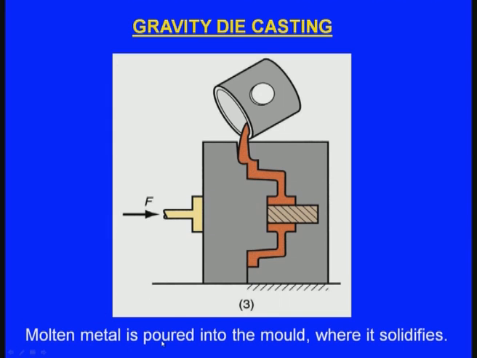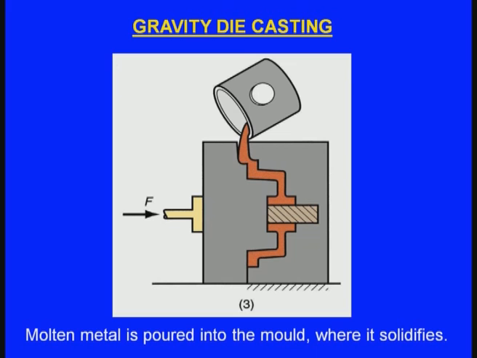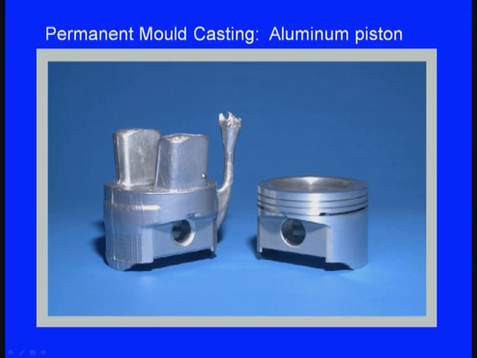Now, the molten metal is poured into the mold where it solidifies. This is the crucible in which there is molten metal. Now, the molten metal is being poured and enters into the cavity. It flows around the core, then it comes down. After some time, the molten metal will be solidifying. Here we can see pouring of molten metal into the gravity cast molds. This is one die and this is the other die. Now, this is the ejected casting.